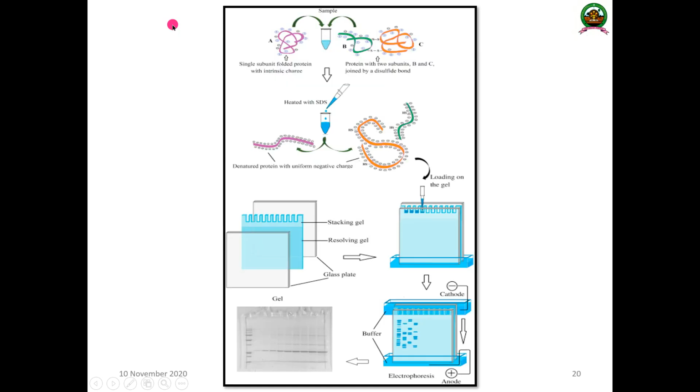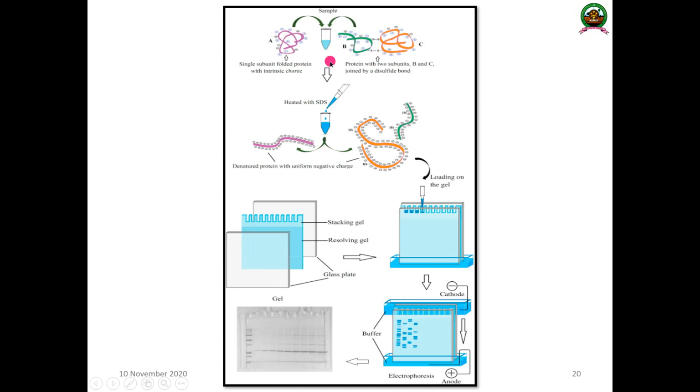Now, whatever I have told you you might not have understood properly, so I thought I would show you this particular picture. This is a protein, a one-subunit folded form of protein with a certain intrinsic charge. Then another protein has one chain here. This is another protein which has two chains: this is chain A, this is chain B and chain C. We want to segregate the different chains, three chains.